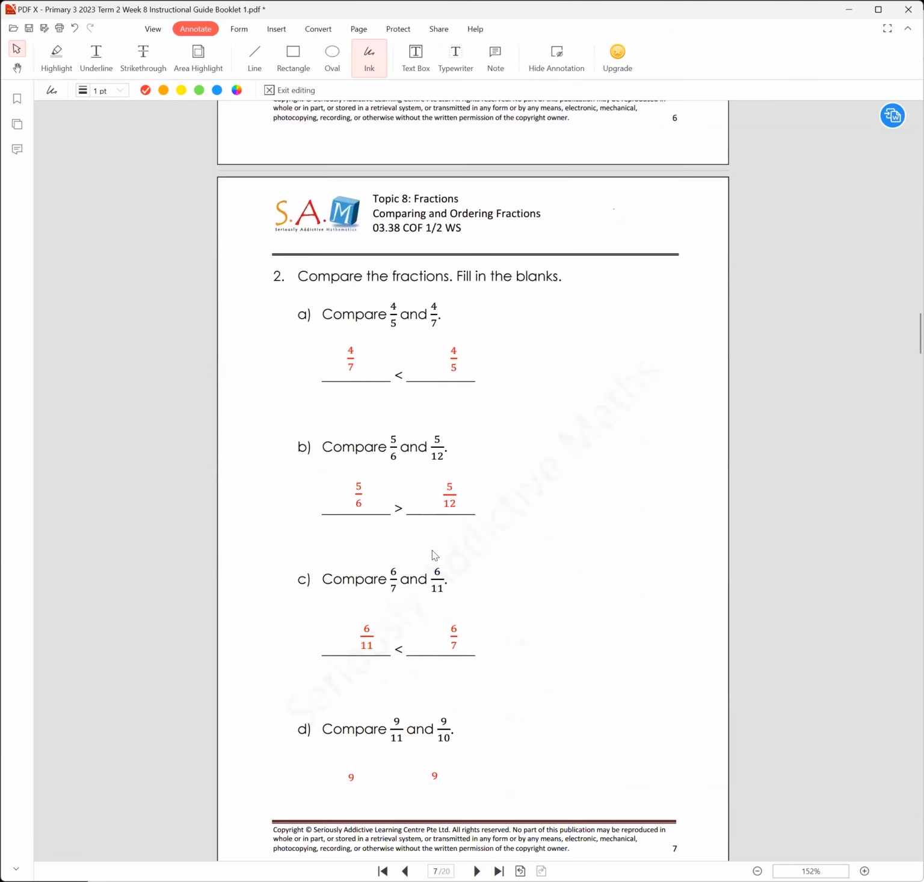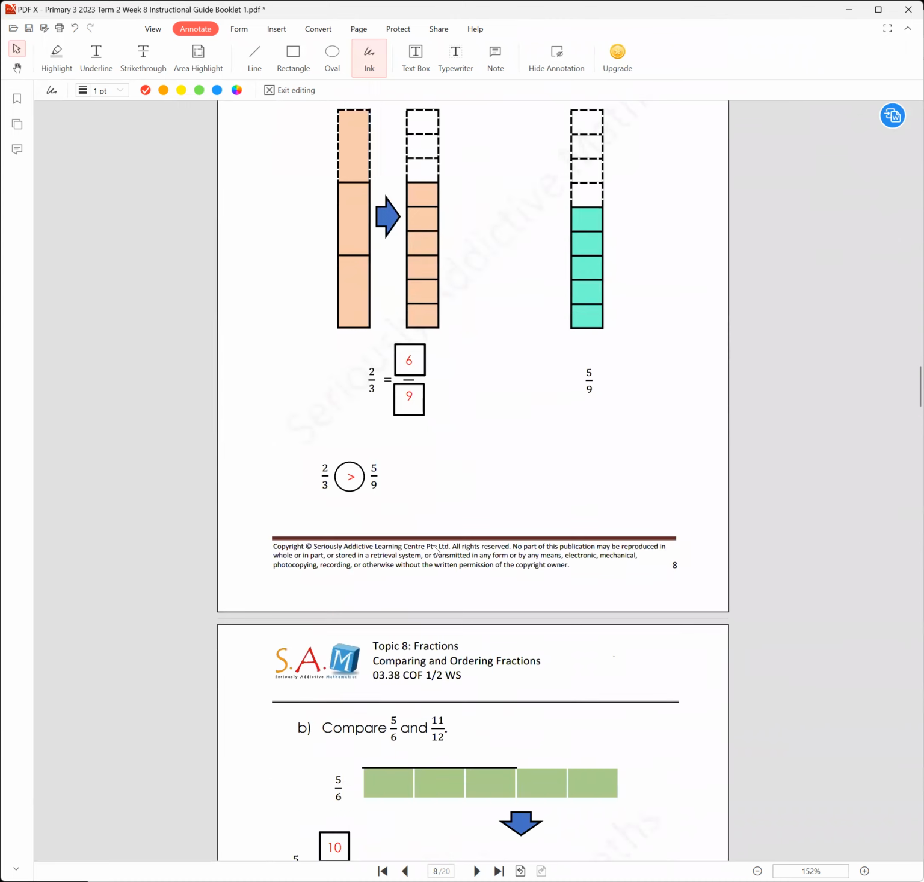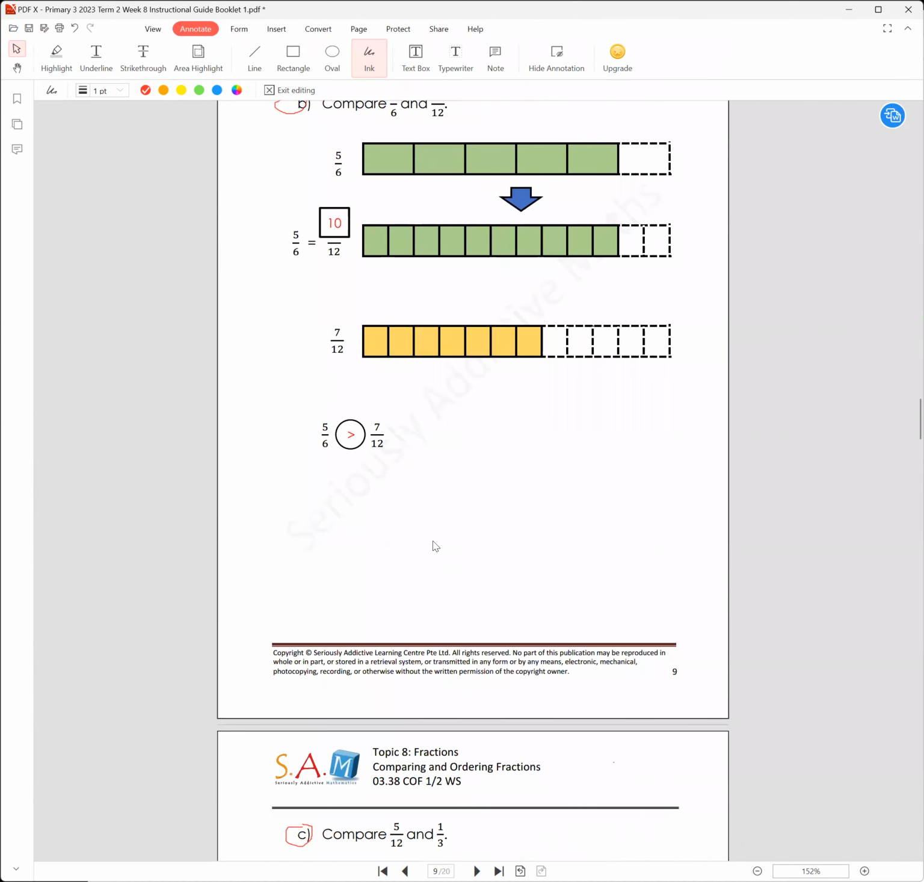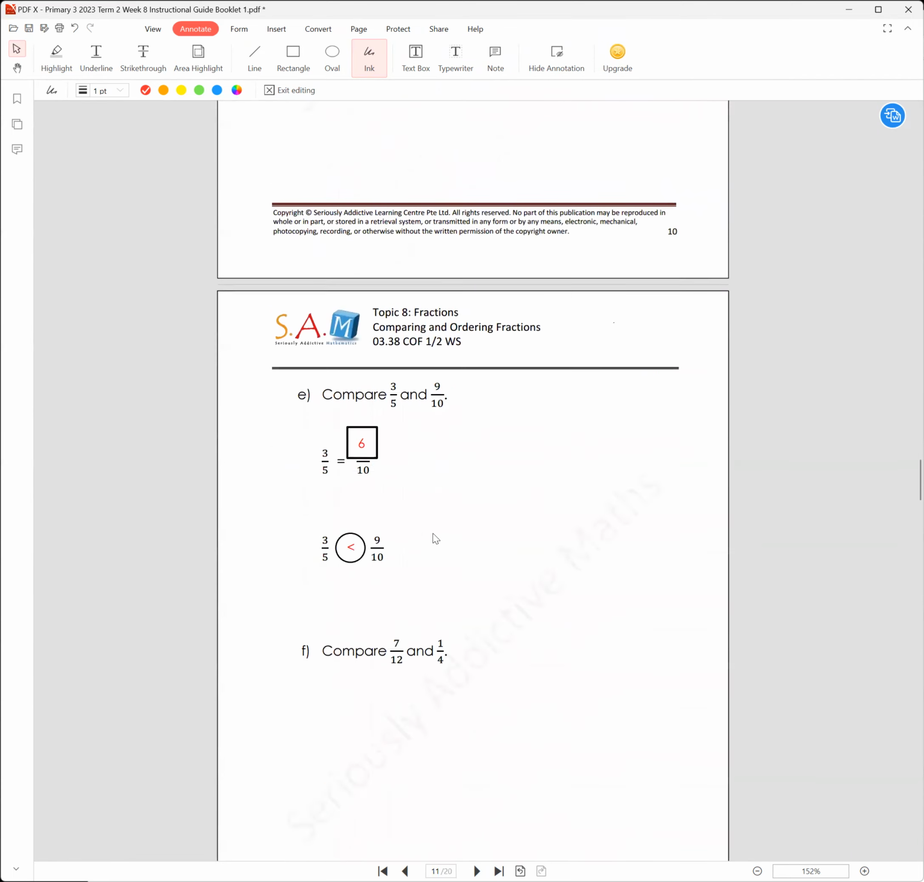Okay. And then I've circled some questions for them to do throughout, right? Get them to do while you observe. 3A. 3B. Okay, some of this here, compare.